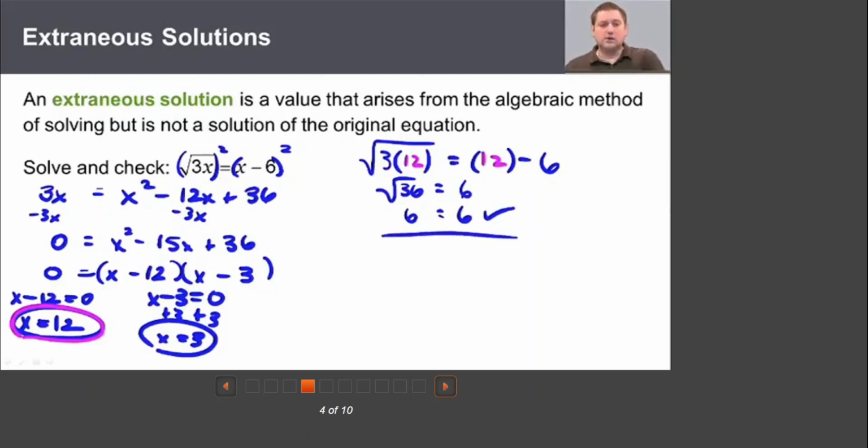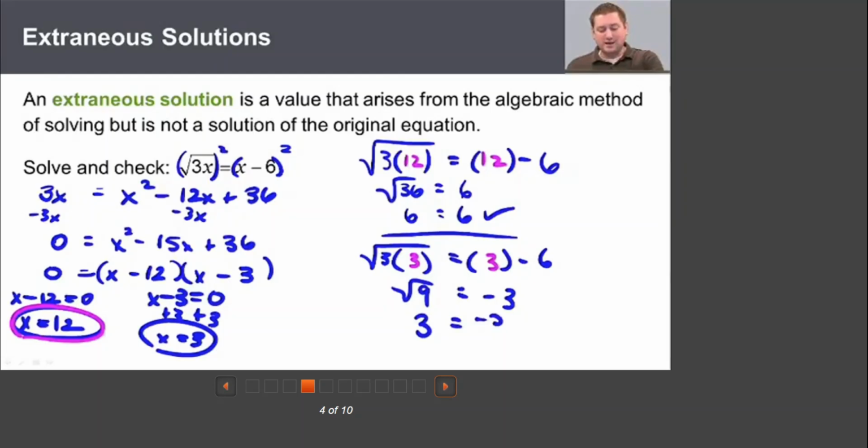Alright. Let's do it again, only this time we're going to substitute in 3 for x. Now notice that the value of x is less than 6, like I was talking about before. And since it's less than 6, by plugging in 3 on the right side, I'm going to end up with an expression that's negative 3. Well, 3 times 3 is 9, and the square root of 9 is equal to a positive 3, but 3 does not equal a negative 3. This does not check out.